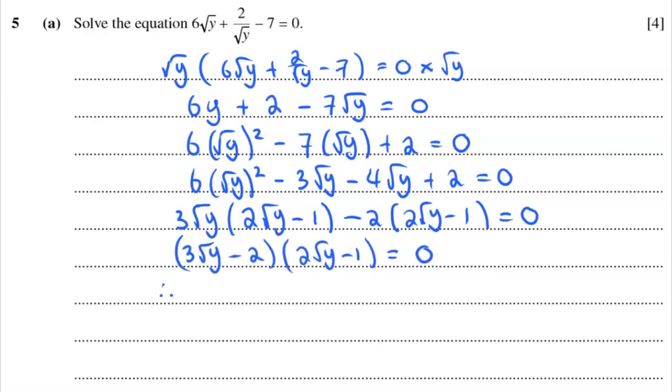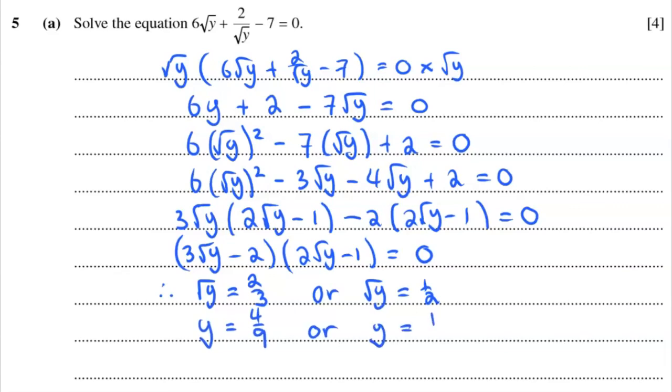All right. Therefore, either bracket is 0. For the first one to be 0, the square root of y has to equal 2 over 3. If it's 2 over 3, then the whole bracket is 0. Or for the second one, the square root of y is going to equal 1/2, because half of 2 is 1, and 1 minus 1 is 0. And to find y, we just square now. So y is going to equal 2 squared, which is 4, over 3 squared, which is 9, or y is going to equal 1 squared, which is 1, over 2 squared, which is 4. And we're done.